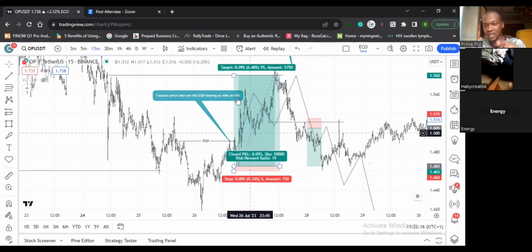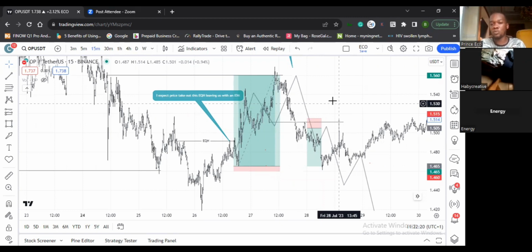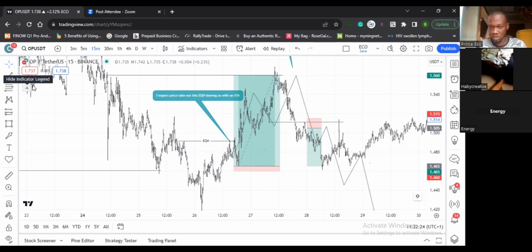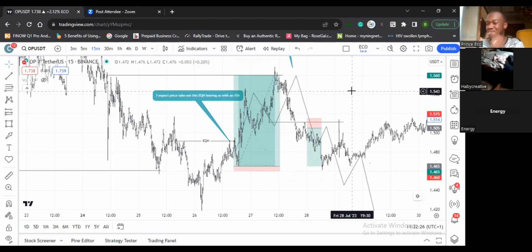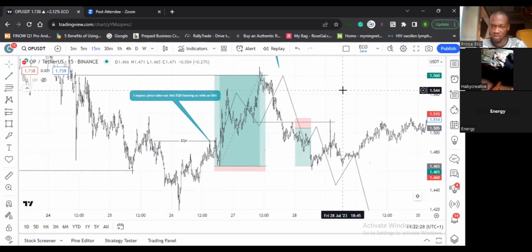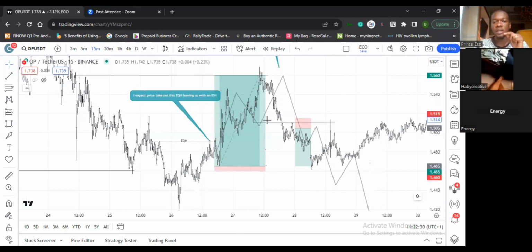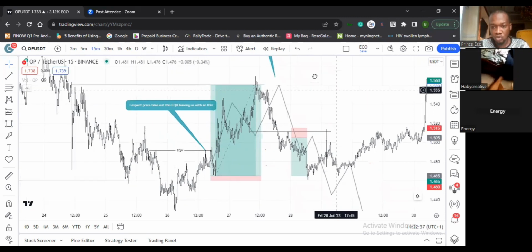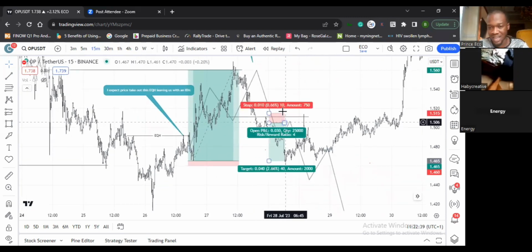So I expected this move to create all these things. Now chart patterns can work, like the M formation and the W formation. Those are also my confluence, but they're not my holy grail when taking trades. I use them most times. When the market did this, I was like, okay, the market is already doing what I expect. At this point I was expecting to re-enter, but the market left me.